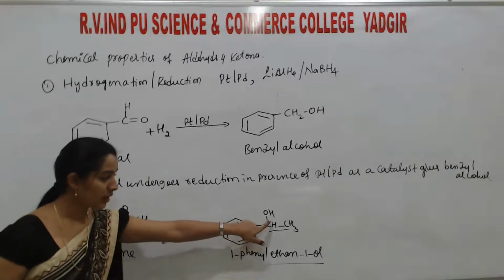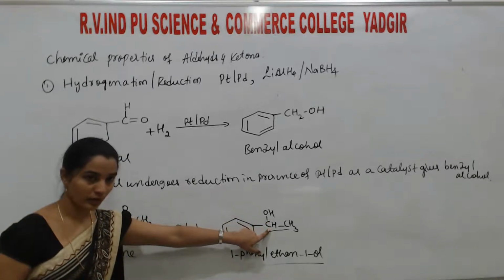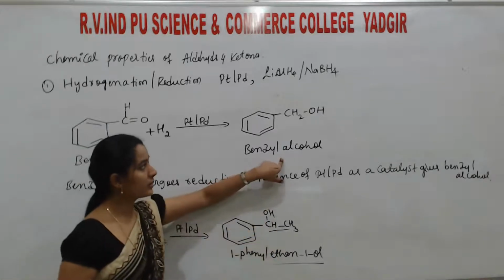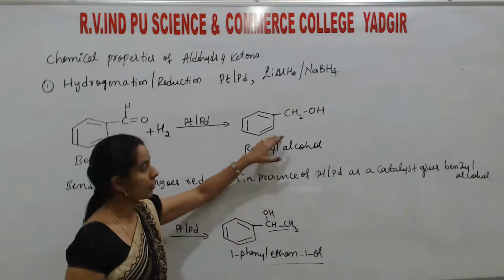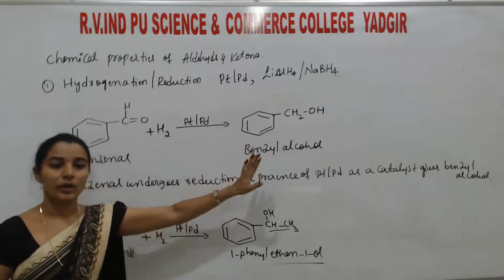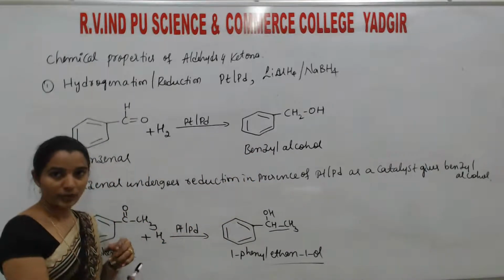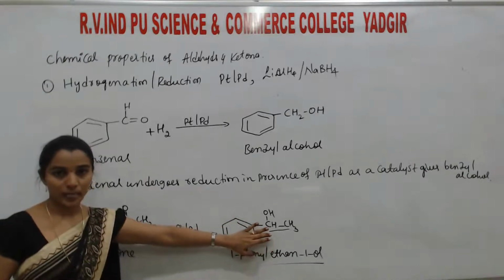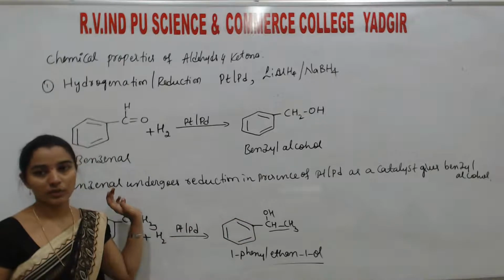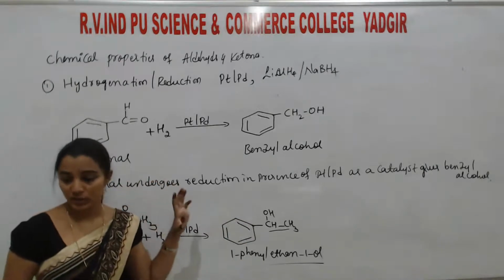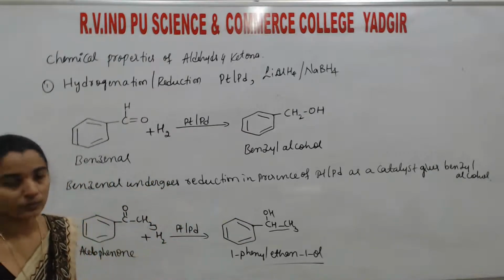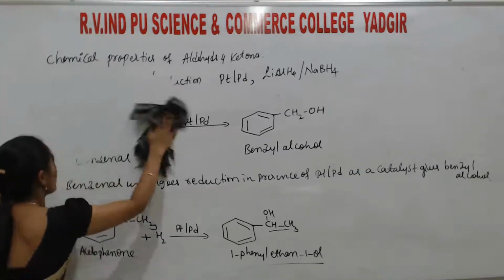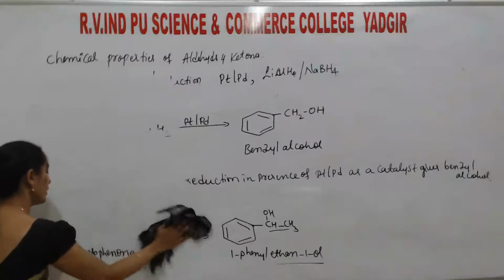Listen, the OH which is attached to one carbon, that is further attached to two carbons. So this is a secondary alcohol. This is a primary alcohol. You know that difference. Aldehyde gives the primary alcohol, no matter if it is an aromatic or aliphatic compound. Ketone gives the secondary alcohol, no matter which type of compound it is. Understood? This is the first property, hydrogenation and reduction.